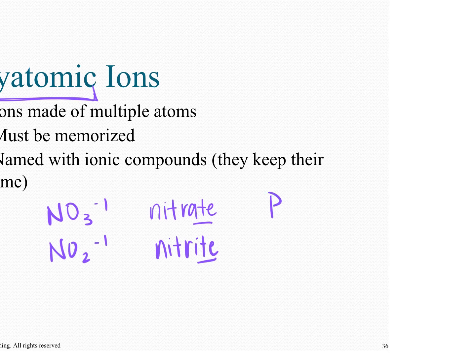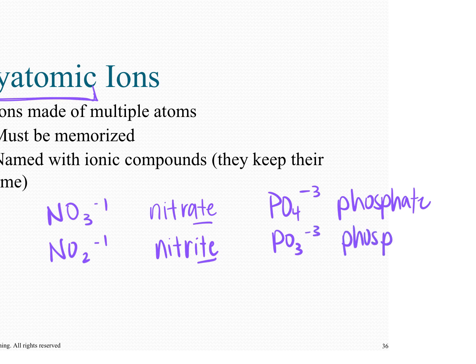I'm going to put up another one. You don't necessarily have to write these down, but I want you to see it. PO4 -3 is called phosphate, and PO3 -3 is called phosphite. Do you see a pattern developing there? What's the pattern between ate and ite?